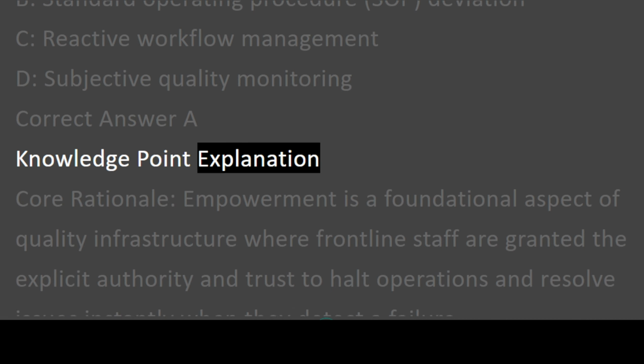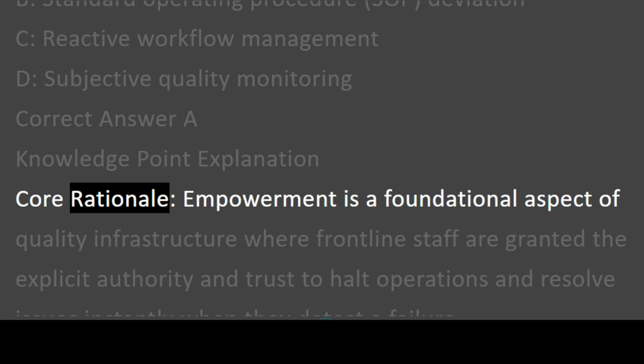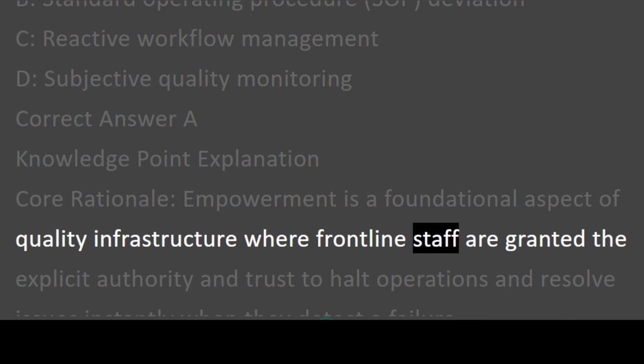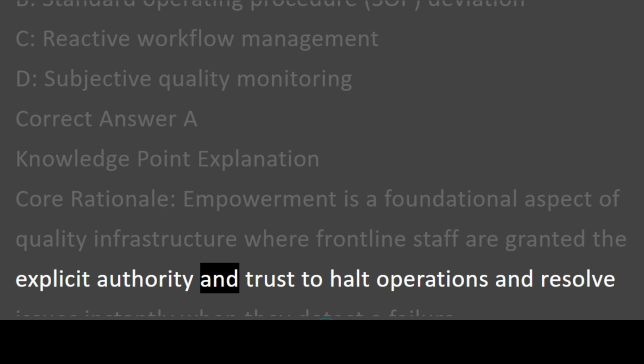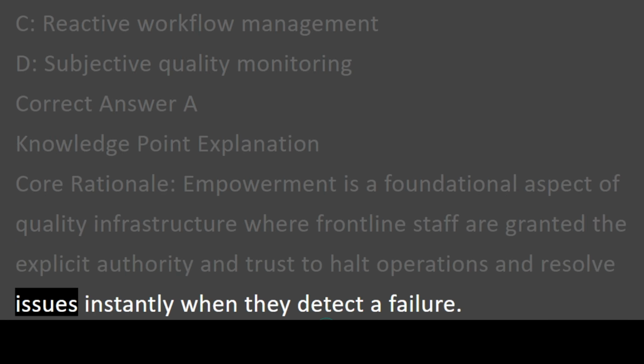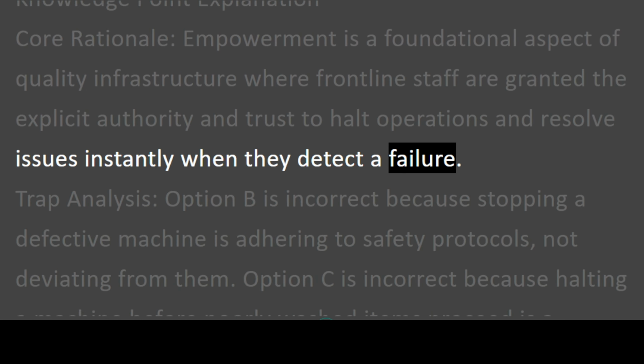Knowledge point explanation. Core rationale. Empowerment is a foundational aspect of quality infrastructure where frontline staff are granted the explicit authority and trust to halt operations and resolve issues instantly when they detect a failure.